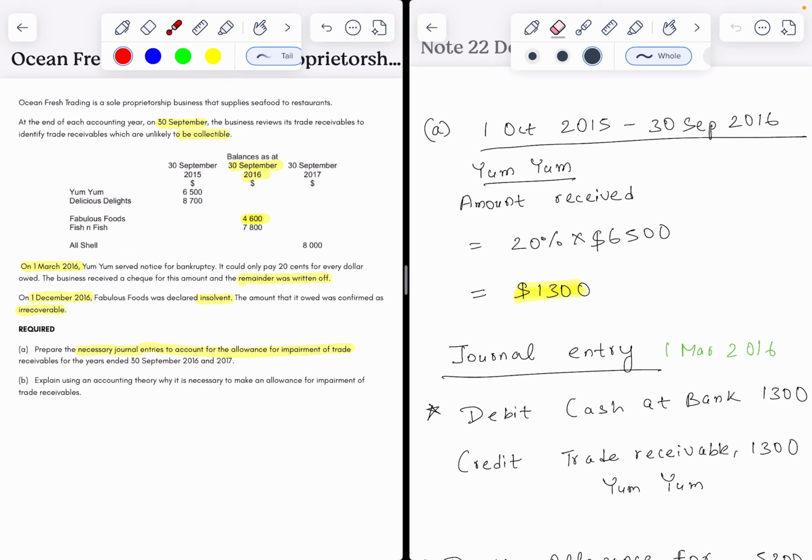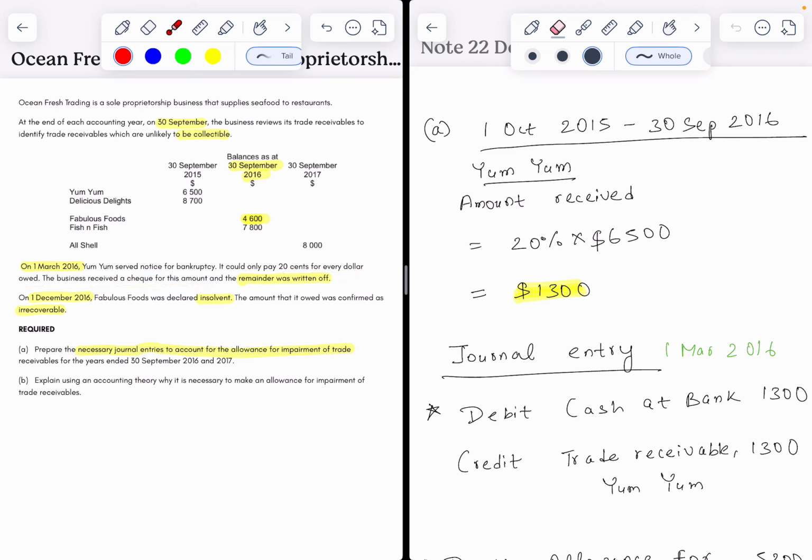All right? Now, on 1 March 2016, Yum Yum, whom we expected previously not to pay us, served notice for bankruptcy, and it could only pay now 20 cents for every dollar owed, and the business therefore received a check for the amount and the remainder was written off.